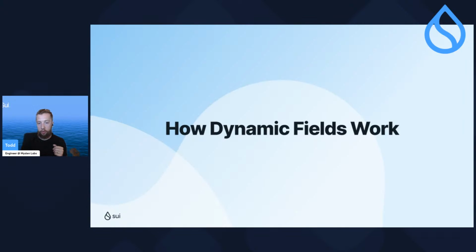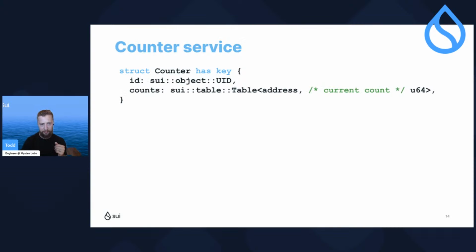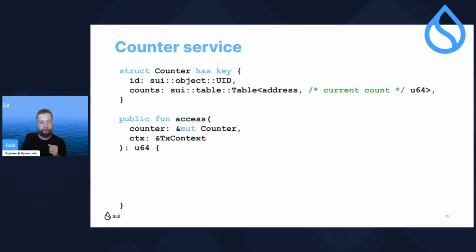So let's just walk through a little bit of some examples here about how these are working. Let's just take a very simple object, like a counter service. This would just be an object that has a UID, and then we want a map or a dictionary. In Move, we call them tables for reasons that we'll get into. And we'll have the key being an address and the value being a U64.